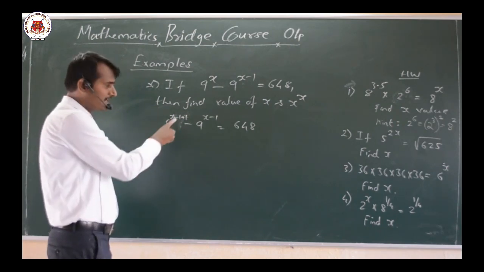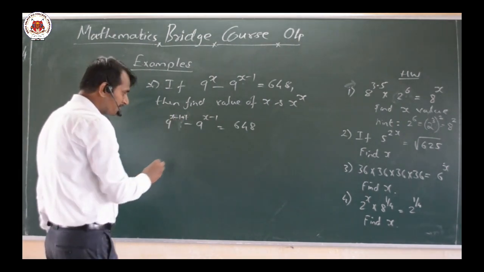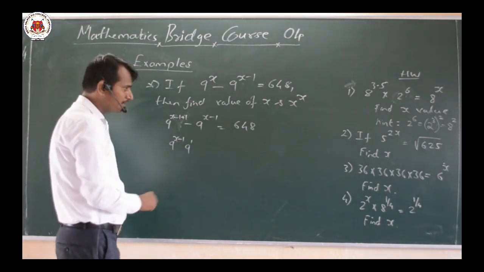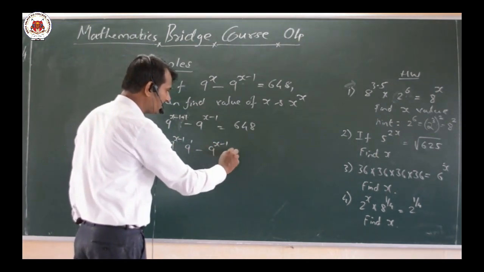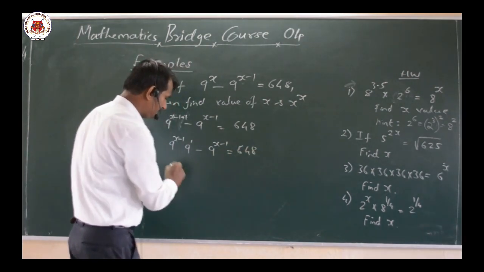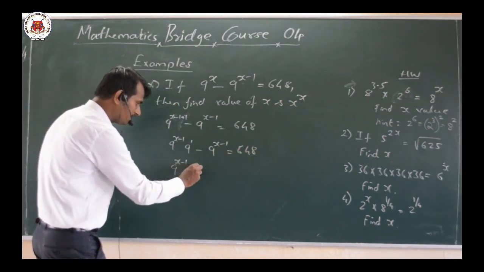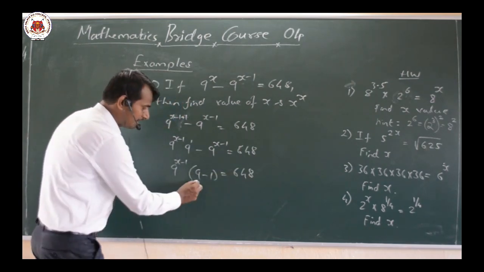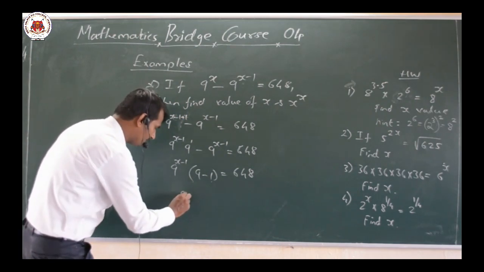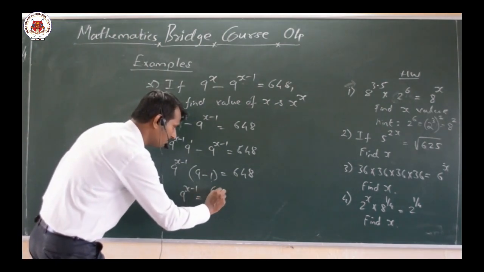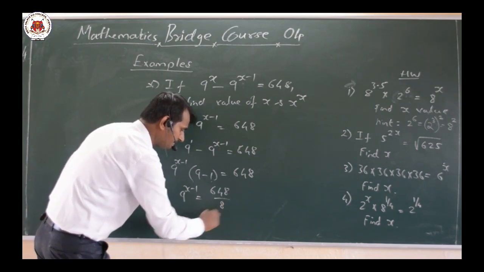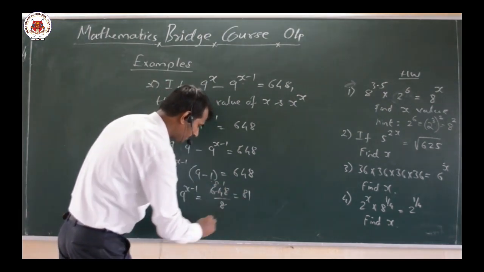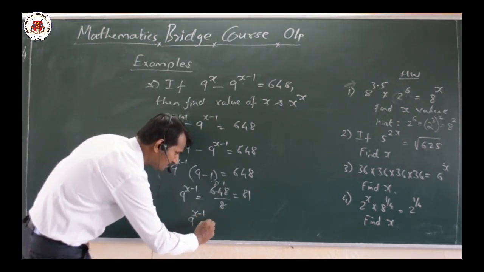If we add and subtract 1 in the powers, we get the same. So this is 9 to the power of x minus 1 into 9 to the power of 1, according to the property, minus 9 to the power of x minus 1 equal to 648. Here I can take 9 to the power of x minus 1 common, means 9 minus 1 equal to 648. Now 9 minus 1 is 8. 9 to the power of x minus 1 equal to 648 divided by 8. Now what is the value? 8 8s are 64, 8 1s are 8, the value will be 81. So therefore 9 to the power of x minus 1 equal to 81.